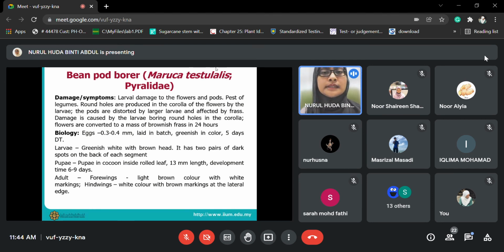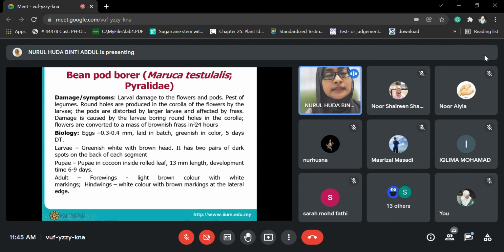Okay, so you will see that there is a hole tempat dia masuk selalunya dekat corolla of the flowers. Okay, ni bila kalau dia not yet develop into the bean pod, but usually kalau dia dah masuk dekat bean pod, you will see that dia punya lubang tempat dia masuk tadi is actually dekat tangkai, berhampiran dengan tangkai. Sometimes ada juga yang tebuk dekat tengah-tengah lah. You can imagine kacang panjang, okay. So dekat bahagian yang attached to the plant, dekat tangkai.